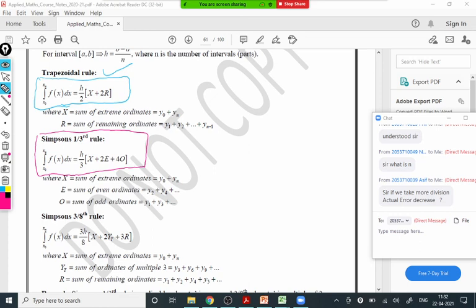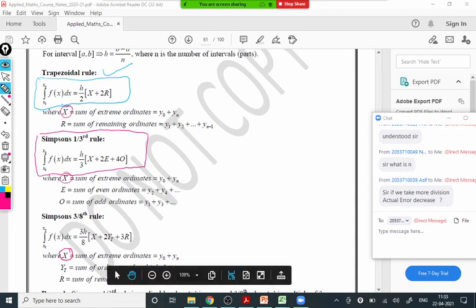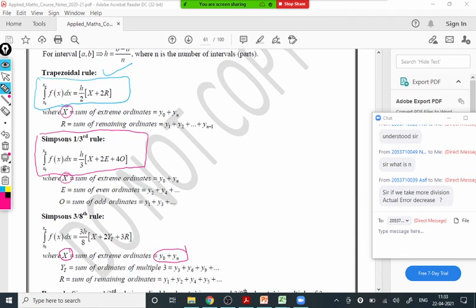Now what is the meaning of all these? X is the sum of extreme ordinates, obviously y0 plus yn. The meaning of X is the same everywhere: in the trapezoidal rule, one-third rule or 3/8 rule, X is the sum of extreme ordinates, which is y0 plus yn. Now 2 times E is the sum of even ordinates, the ordinates whose suffix is even, like y2 plus y4 plus y6 plus y8 and so on.